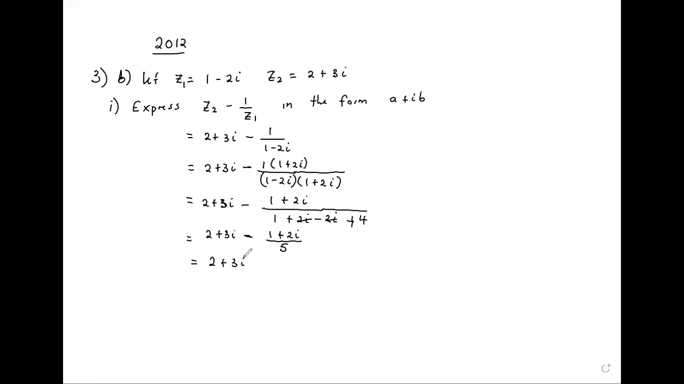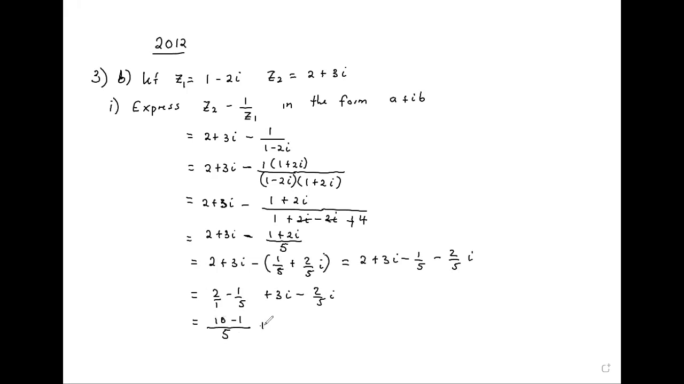So as we split these in fractions, we can even start by doing this 1 over 5 plus 2 over 5i, so that we get 2 plus 3i minus 1 over 5 minus 2 over 5i, which is 2 minus 1 over 5 plus 3i minus 2 over 5i. So you can add them separately now. So you get, this is over 1, so 5 as the common denominator. So you get 10 minus 1 over 5.